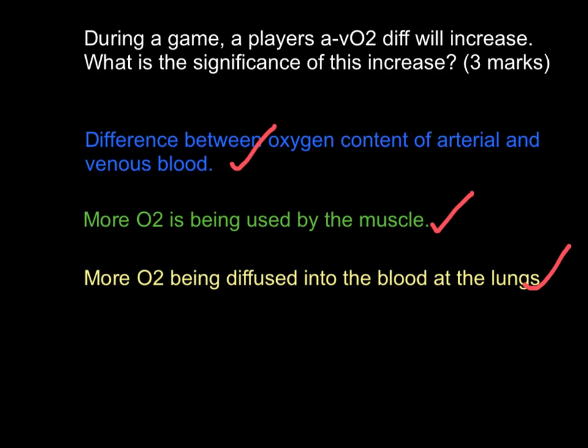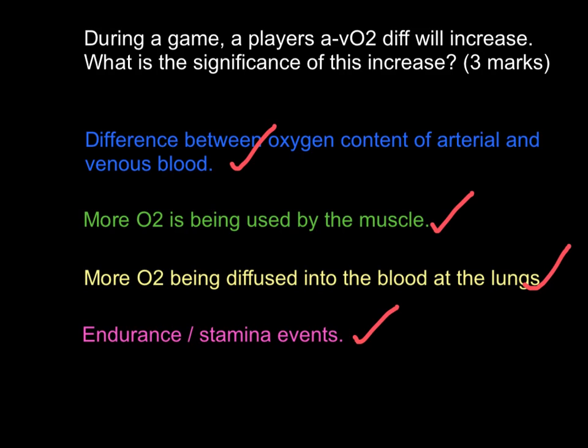Let's put a couple of insurance marks down there. Points that you're always going to get marks for. Believe it or not, you're also going to get a mark for saying that. Who are the only athletes that are going to benefit from a-vo2 diff increasing? Endurance-based events, where you need to use oxygen to perform. Sprinters aren't going to benefit from it. Shot putters aren't going to benefit from it. It's about endurance-based events. So that's always worth a mark as well.